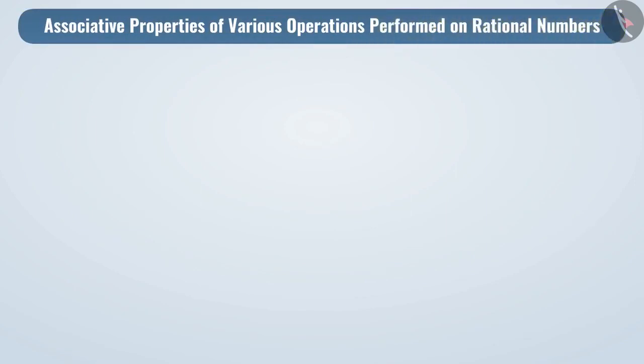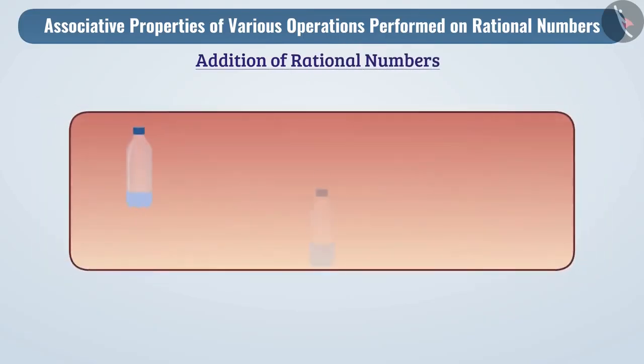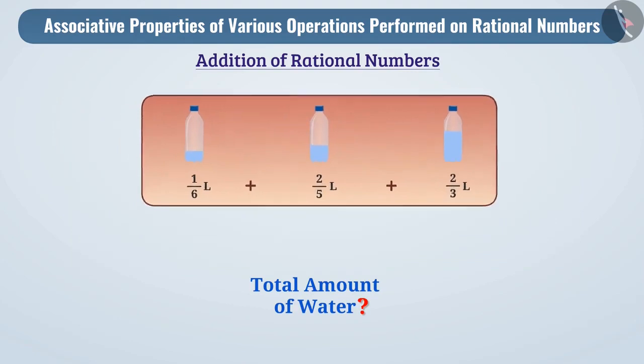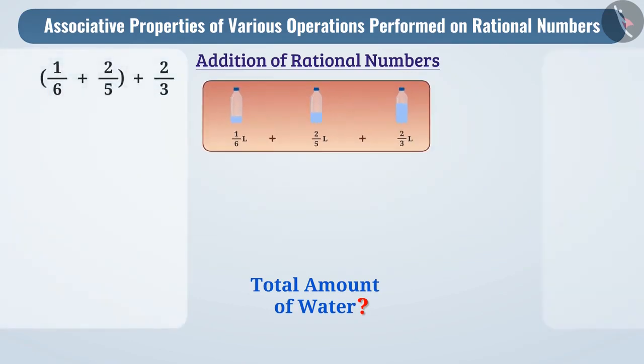Let us first talk about the addition of rational numbers. Suppose the amount of water in 3 bottles is 1/6 liter, 2/5 liter, and 2/3 liter respectively. If we want to find the total amount of water, then we have to add these. That is, we have to find the result of 1/6 + 2/5 + 2/3. To simplify this, we can create groups like this or like this.